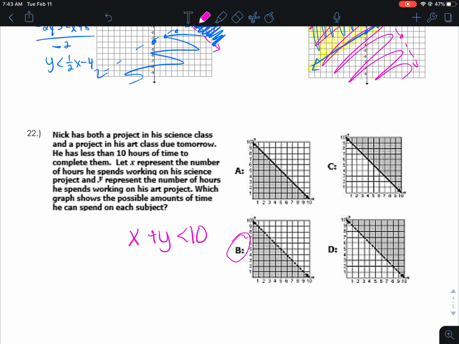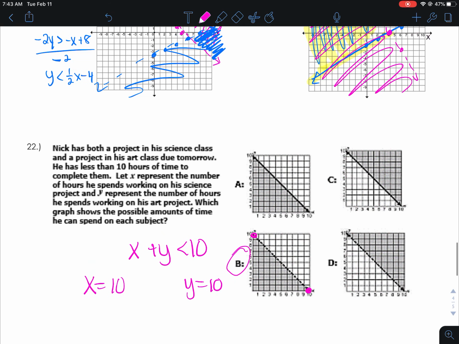But just to show you, you could also find your intercepts. Like if you take the y out, you have x is equal to 10. If we make x 0, the y is equal to 10. And those are your intercepts here. So you could find it that way as well.